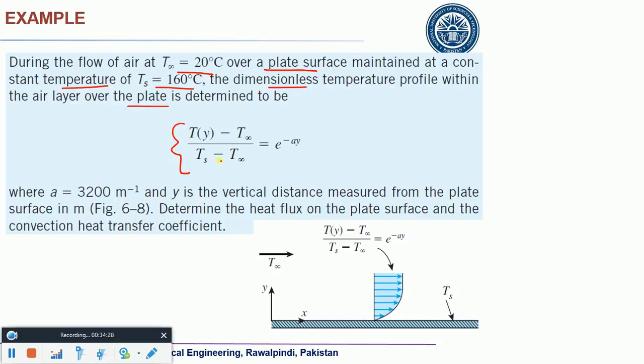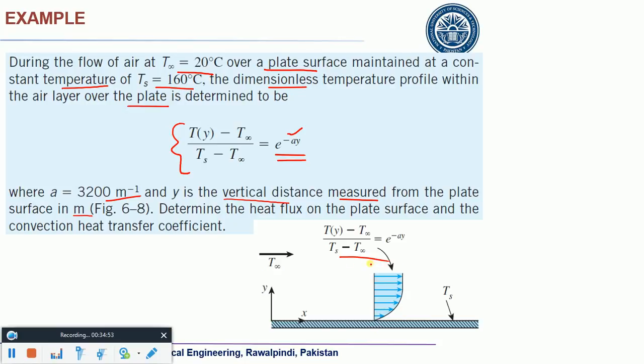(T(y) minus T infinity) over (Ts minus T infinity). Where did we use that parameter to define what? Thermal boundary layer thickness. Okay. This expression is given to you. Obviously that can be measured experimentally, or let's say numerically through CFD, and the value of this A is given, and y is the vertical distance measured from the plate surface in meters.